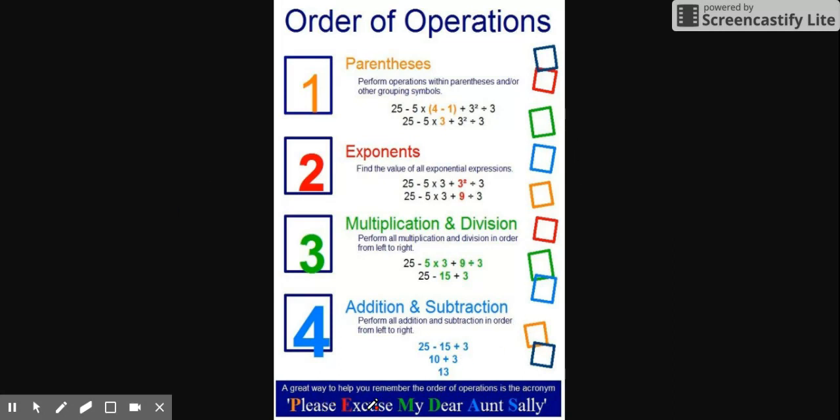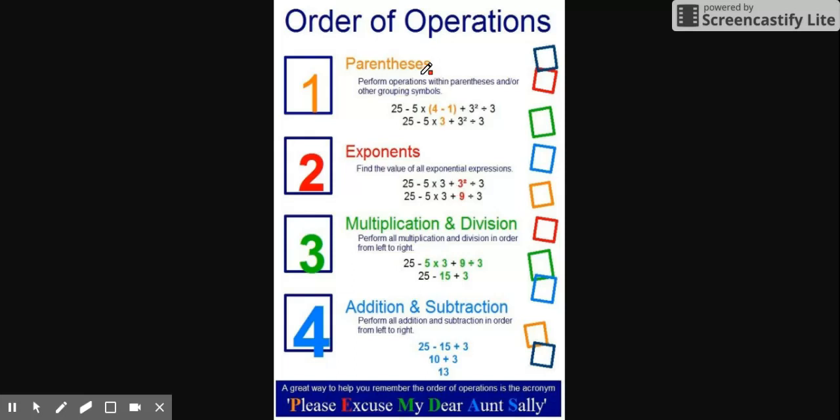In today's lesson we are going to discuss order of operations, and if you look at the bottom I have a saying to help you remember the order: please excuse my dear Aunt Sally. P stands for parentheses, E stands for exponents, M for multiplication, D for division, A for addition, and S for subtraction. That is the order you need to follow for order of operations.